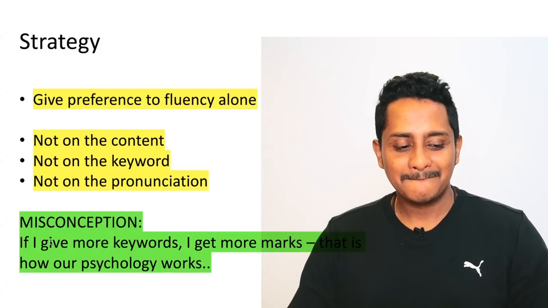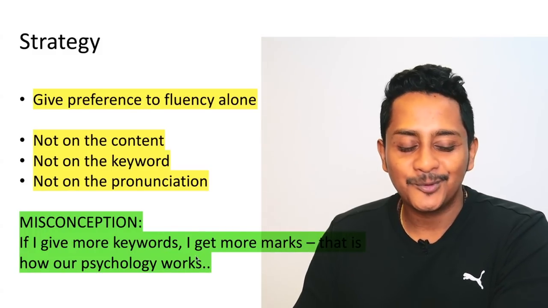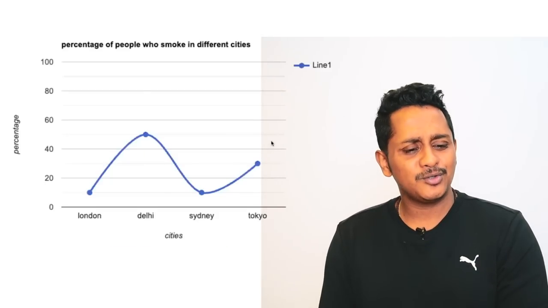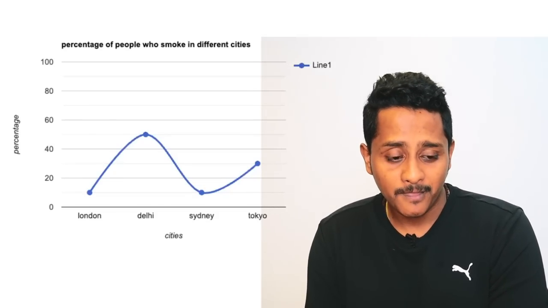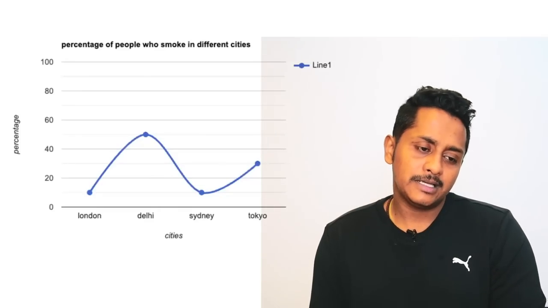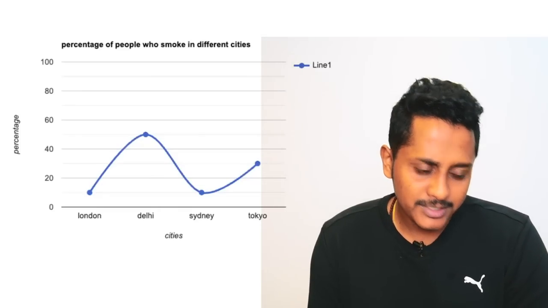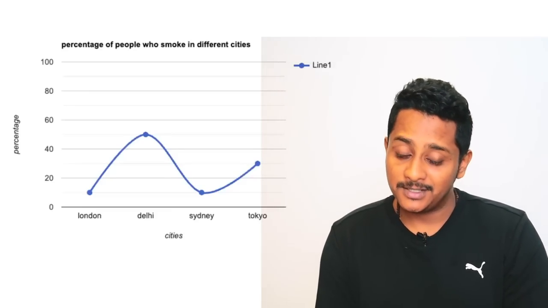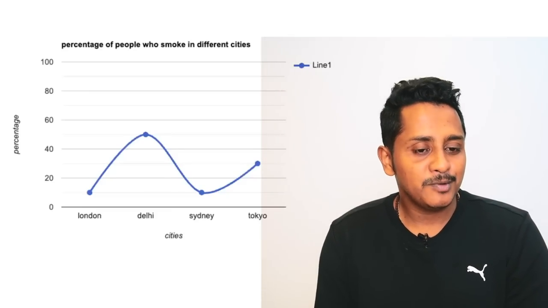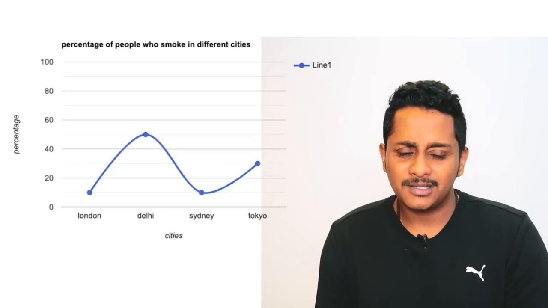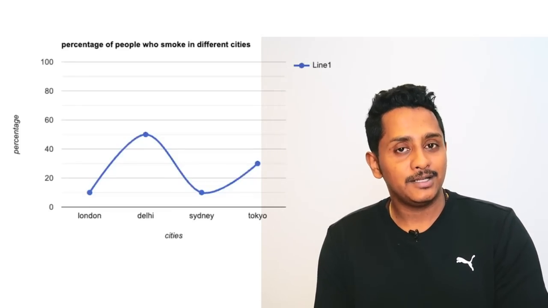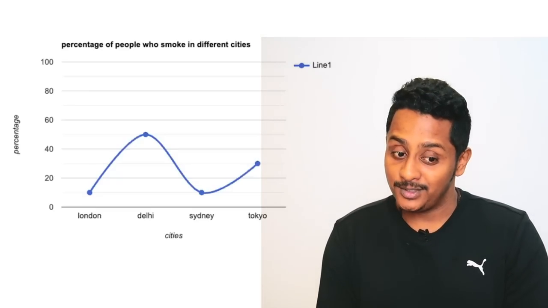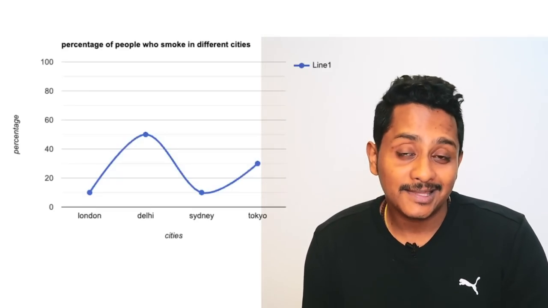The misconception is, if I give more keywords, I get more marks. That's how our psychology works, isn't it so? Let's say this image talks about the percentage of people who smoke in different cities, such as London, Delhi, Sydney and Tokyo. From the picture, it is clear that London stays at perhaps 10% while Delhi is at 45%. Sydney, the percentage of people who smoke would be very less compared to others, but Tokyo is a little high. With this, we can conclude that London and Sydney will be the safest places for non-smokers compared to Delhi and Tokyo. If I speak like this, I get more marks.